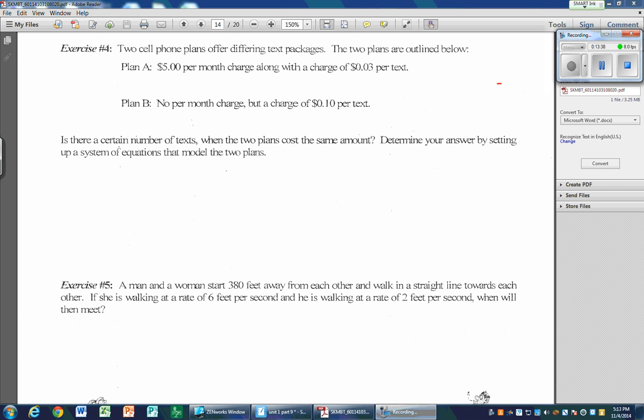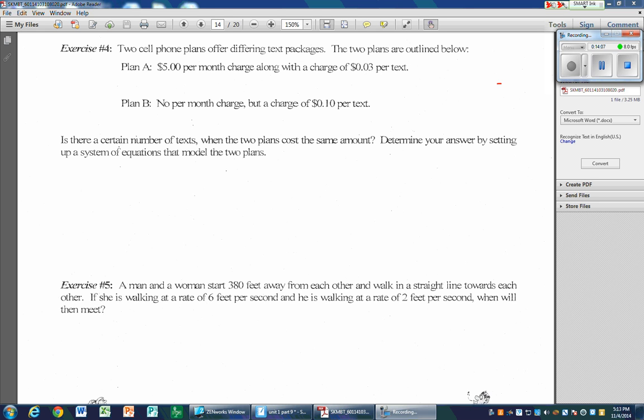So here are two more classic problems. Okay, the first one is a cell phone. The second one is two people walking towards each other. Exercise 4, 2 cell phone plans offering different packages. 2 plans are outlined below. $5 per month, along with a charge of 3 cents per text. So if you never use the phone, you're still charging $5 a month. The other one, no monthly charge, but 10 cents per text. So if you text a lot, is there a certain number of texts when the two plans cost the same amount?